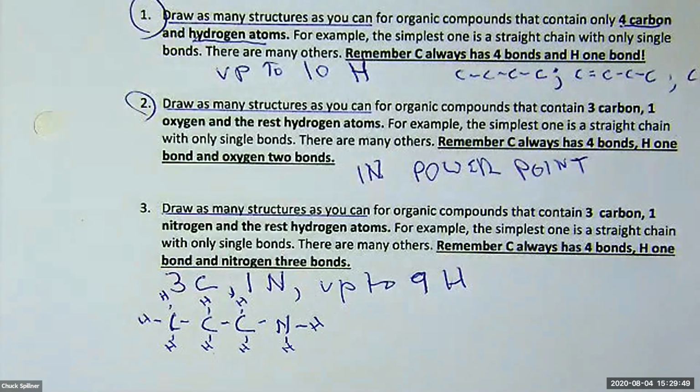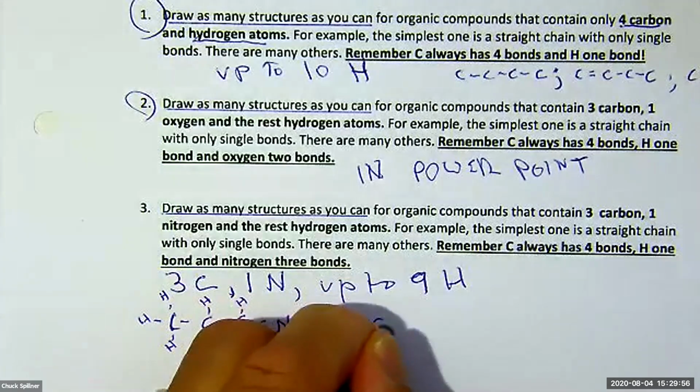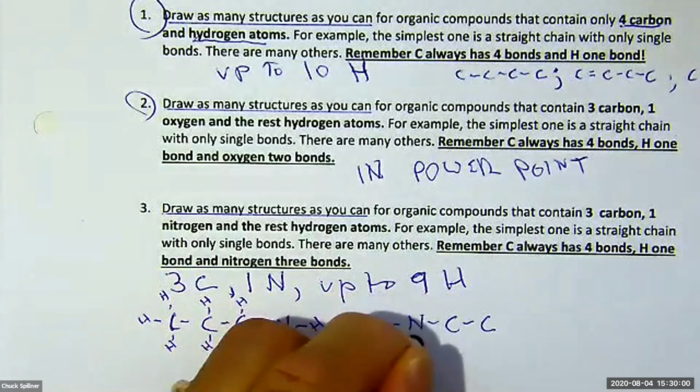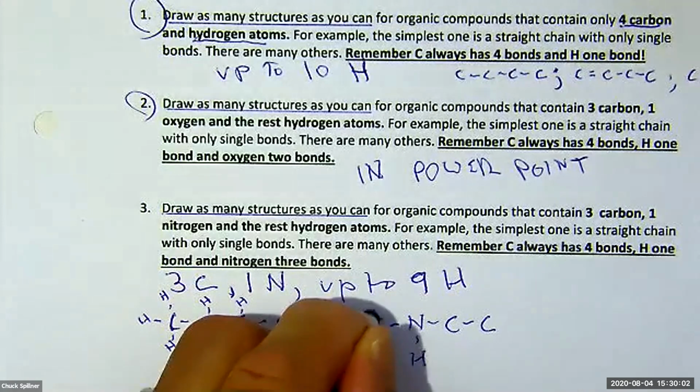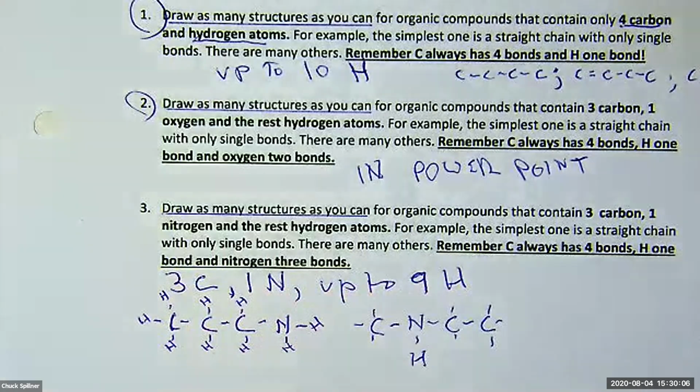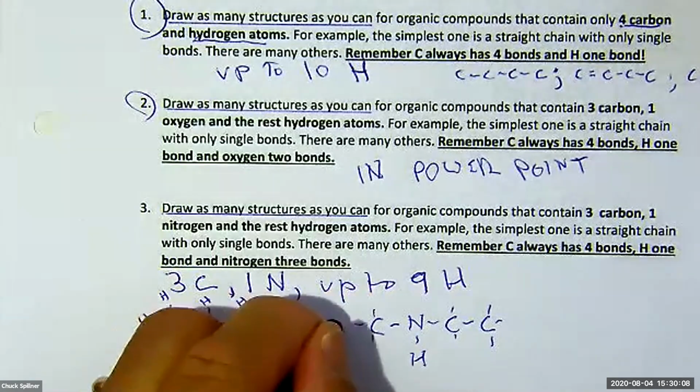So next, there are no isomers, so I can't make any isomers of the chain, but what I can do is I can put the nitrogen in between the carbons. So I can do this. So there's another molecule. That's a structural isomer. And then I'm going to fill in the bonds where the hydrogens go. So that's another one.